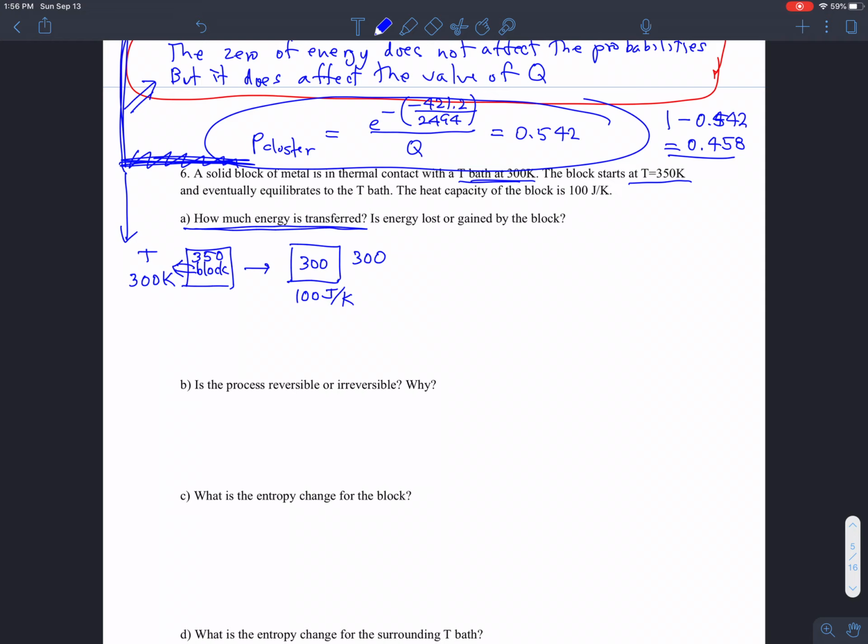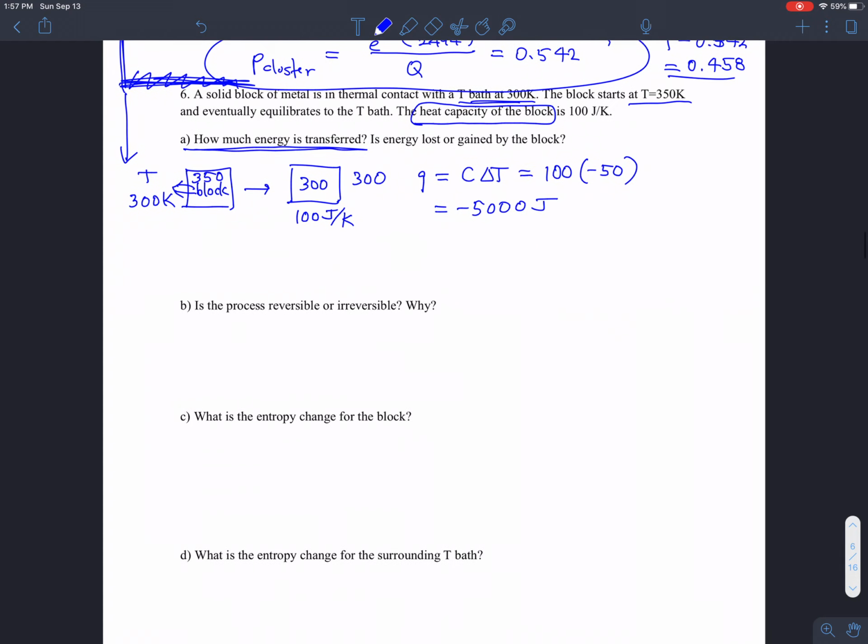So there's obviously no work in this case. The block doesn't change volume. So it's all got to be heat. The heat will be equal to the heat capacity. And again, it doesn't say whether the heat capacity is a CV or a CP, but we're assuming negligible thermal expansion when the temperature changes, so it doesn't matter. So C delta T, the delta T is minus 50, right? And this C is 100, so 100 joules per K times minus 50, the temperature went down by 50 degrees, and so that's minus 5,000 joules.